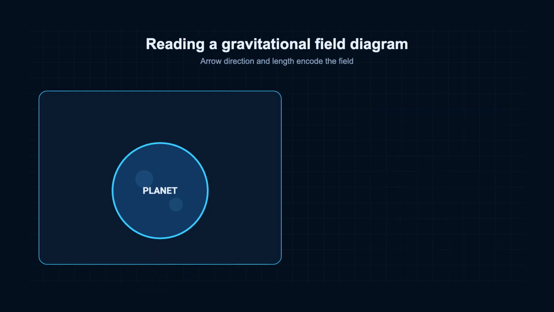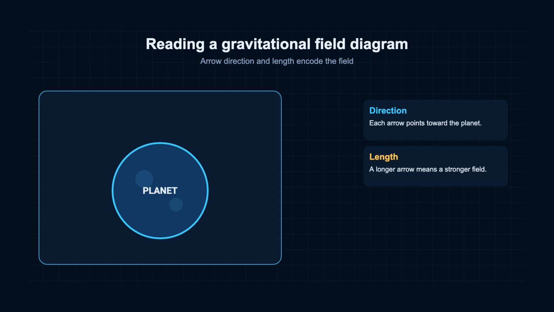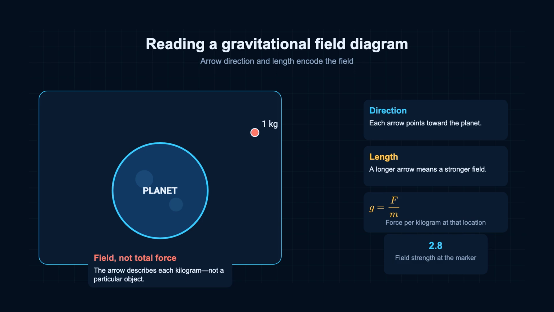Picture a diagram of a planet with arrows drawn pointing inward toward its surface, spaced closer together near the ground and farther apart with distance. Those arrows represent gravitational field strength at each location. And the key idea to read from the diagram is that the length and direction of an arrow tells you the force acting on each single kilogram of mass placed at that point, not the total force on any particular object. That idea of force per kilogram has a precise equation attached to it. g equals W divided by m.